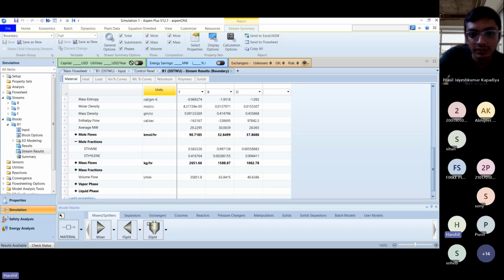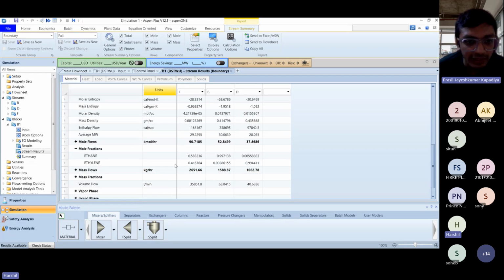I have selected the RKSOA method. Yes. Yeah, it's correct. Sir, ethane should be on top. Sorry. Yeah, you're correct. Ethylene is 99.4 and ethane is 99.